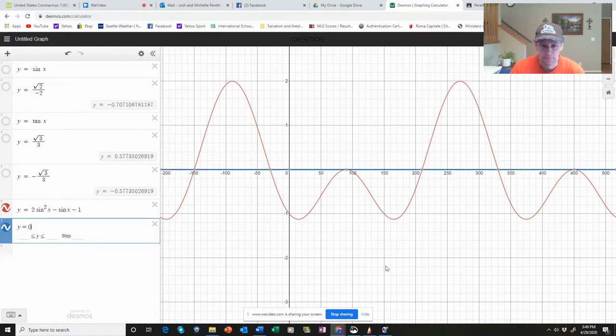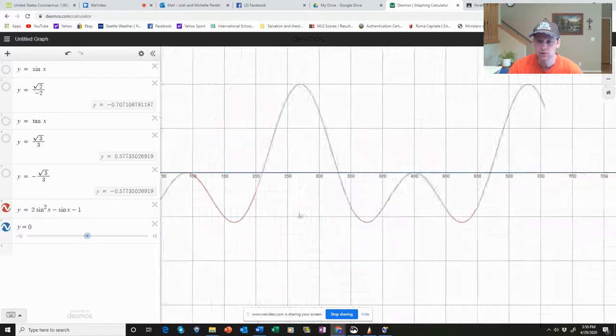All right. There, and there. So my equation was 2 times the sine squared of x minus the sine of x minus 1 equals 0. So I want to know when it equals 0. And it equals 0 at 90 degrees, which is pi over 2. At 210 degrees, which is 7 pi over 6. And at 330 degrees, which is 11 pi over 6.